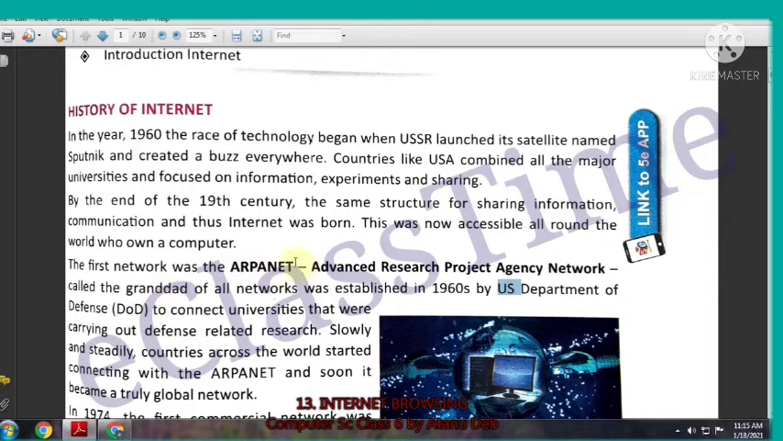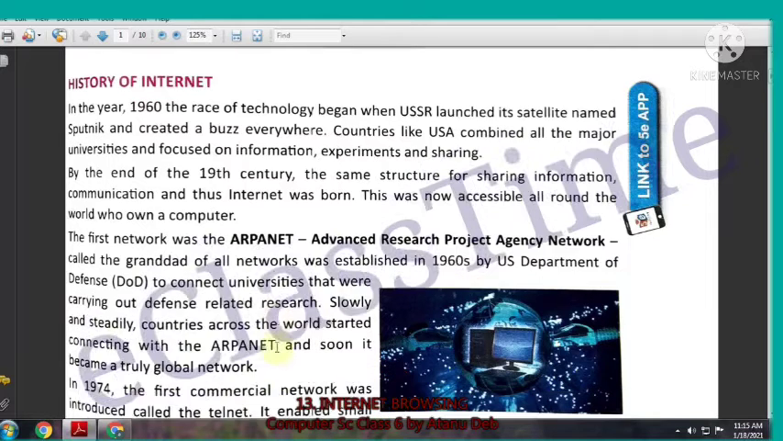So here basically not more than 50 computers were there in this network. The Defense Department of US connected universities that carried out defense related research. So those universities which were conducting defense related researches and the government defense department of US were connected with the help of wires to form this network. So it was in 1960s, so long ago.